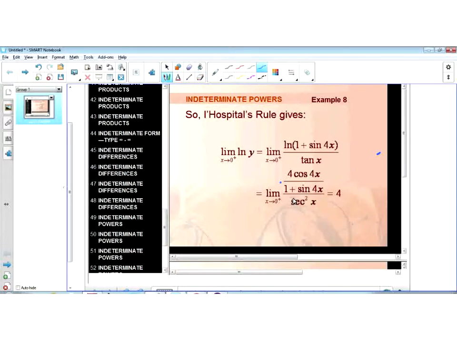Now we know that 0 is in the domain of this function, so that goes to 1. This goes to 0, and this goes to 1, so you have 4 over 1. So we have the limit as x approaches 0 from the right of the natural log of y is equal to 4. We're not quite done. We need to replace the natural log of y with y. That'll involve some additional computations. That'll be the next slide, slide 55.